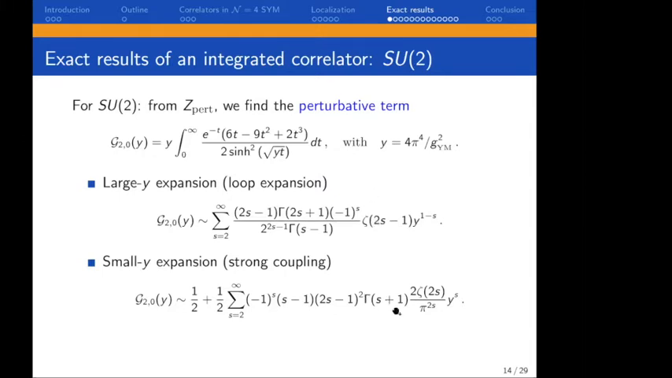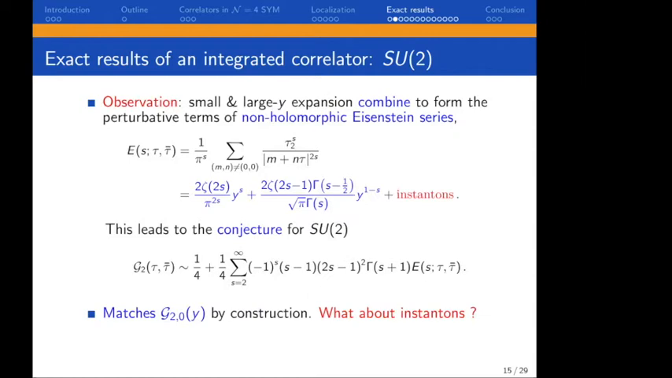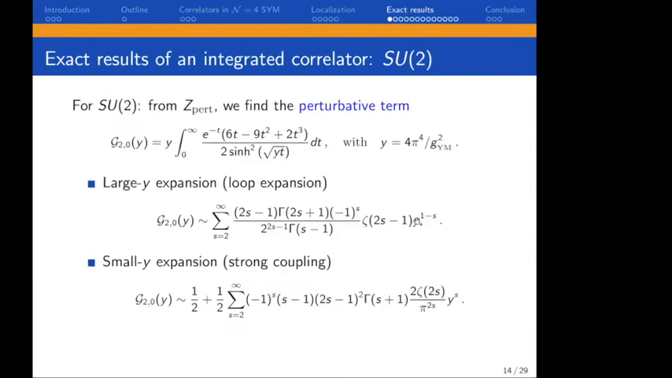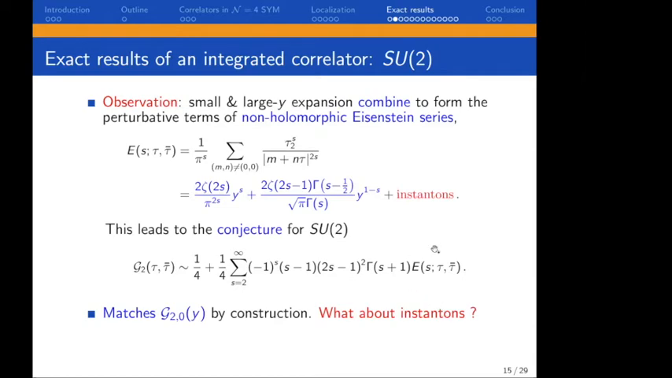So therefore, as I emphasized, this large N expansion and the small N expansion can combine and form an Eisenstein series. That leads us to a conjecture for a complete integrated correlator for SU(2). Instead of just these separate pieces, we believe that they combine together to form a complete function, now including both the perturbative term and the instanton terms with this particular coefficient.